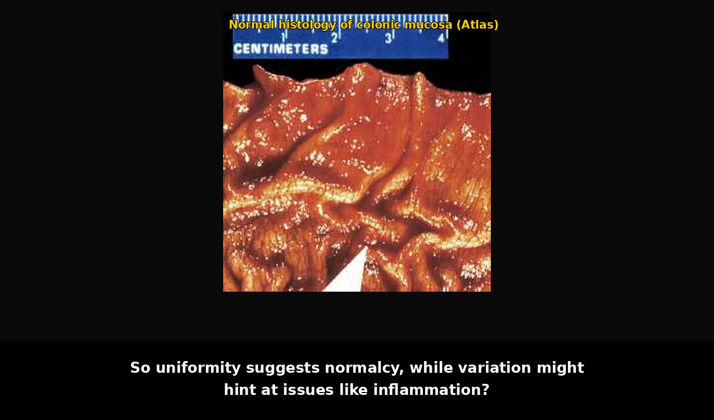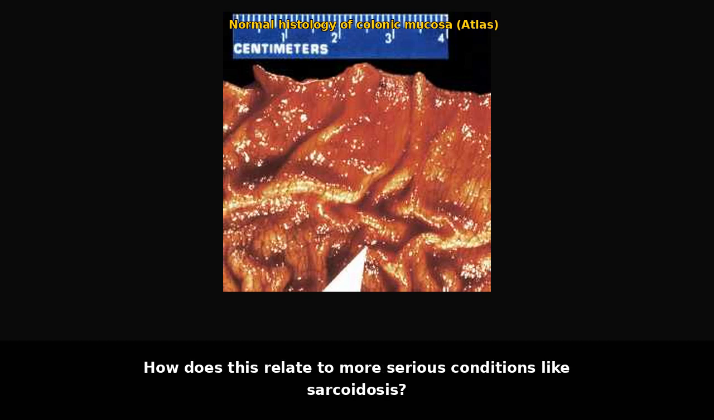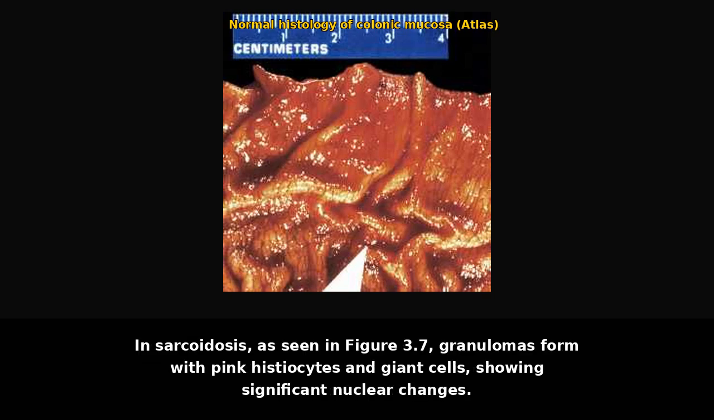So uniformity suggests normalcy, while variation might hint at issues like inflammation. Exactly. In figure 3.5, the pale folded nuclei amidst inflammation show altered orientation, signaling a reactive state. How does this relate to more serious conditions like sarcoidosis? In sarcoidosis, as seen in figure 3.7, granulomas form with pink histiocytes and giant cells, showing significant nuclear changes.